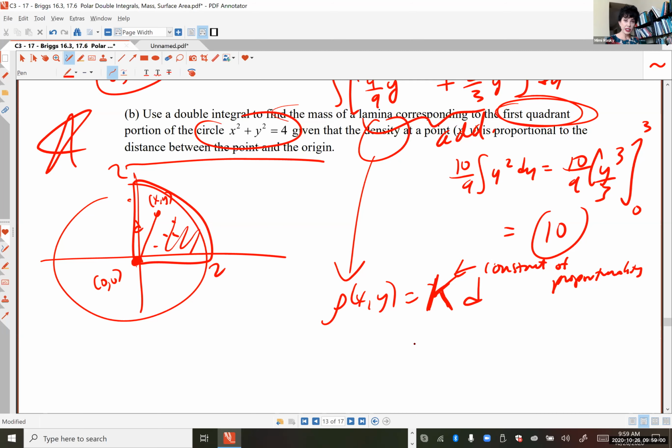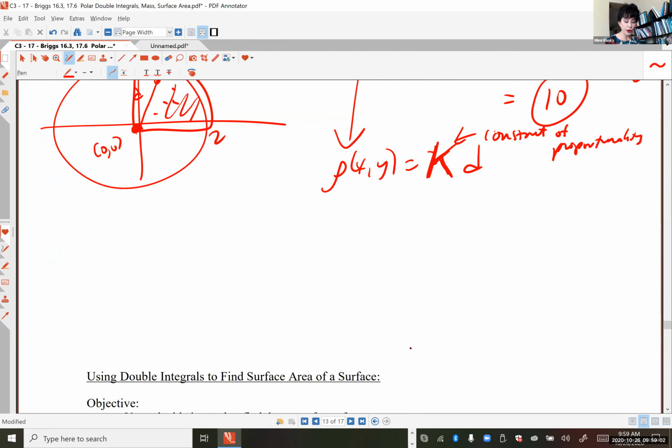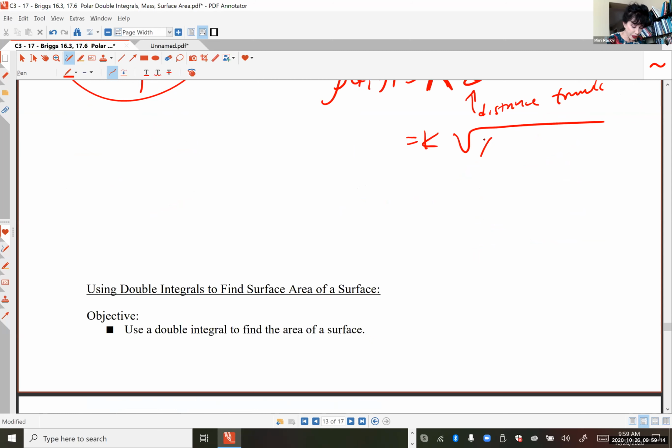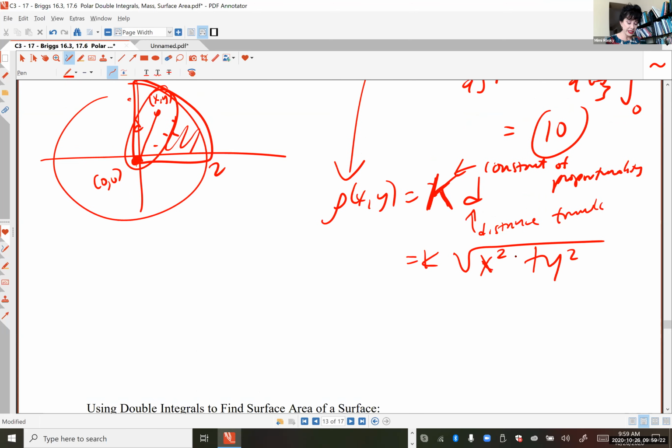And then do you guys know how to use the distance formula between 2 points in 2 dimensions? I certainly hope so. So this is a good exercise. If you take the distance between (x, y) and (0, 0), you should get the square root of x minus 0 squared, that's just x squared, plus y minus 0 squared, that's just y squared. And so there's your density function.